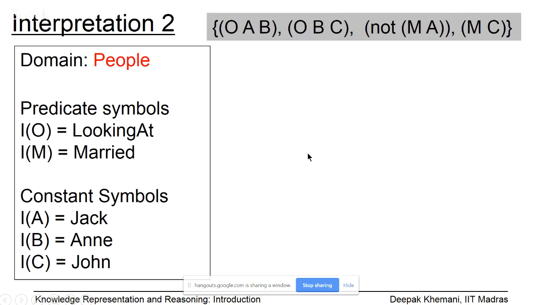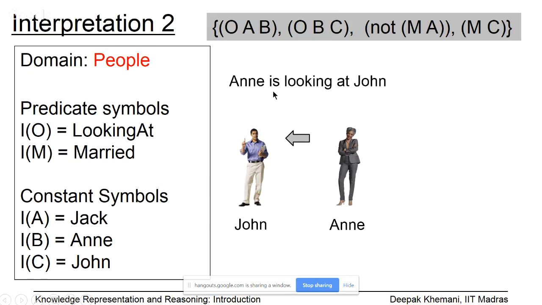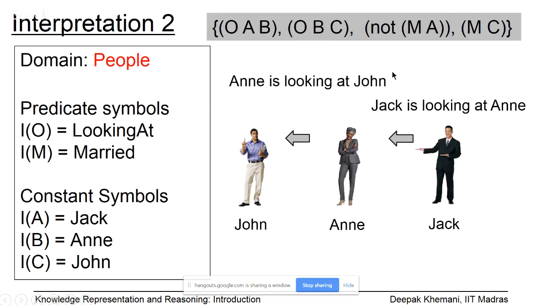We could have a different domain and a different interpretation in which A, B, C are people, so Jack and Anne and John, and O stands for looking at and M stands for married. The first statement says Anne is looking at John, so A is Anne and B is John. The second statement says Jack is looking at Anne. The fourth statement says that John is married, and the third statement says that Jack is not married.